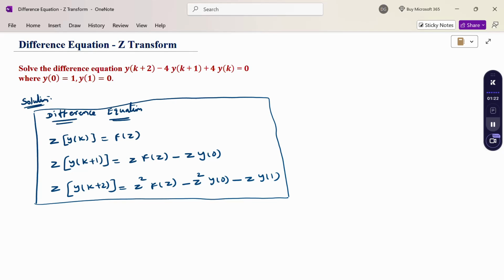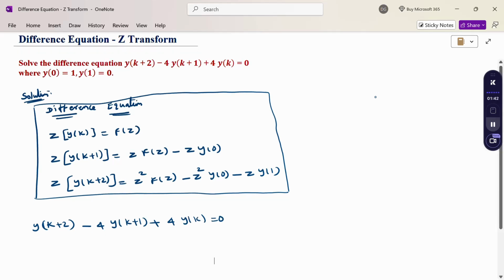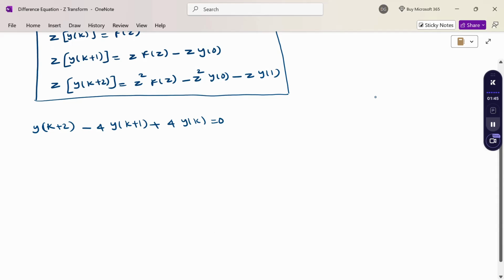Now first of all, look at this given problem. y of k plus 2 minus 4 y of k plus 1 plus 4 y of k equal to 0. Whatever the given problem, the first step is nothing but taking Z transform on both sides.